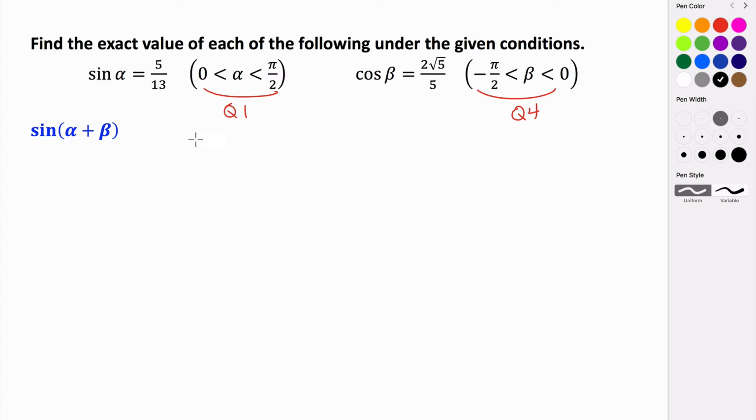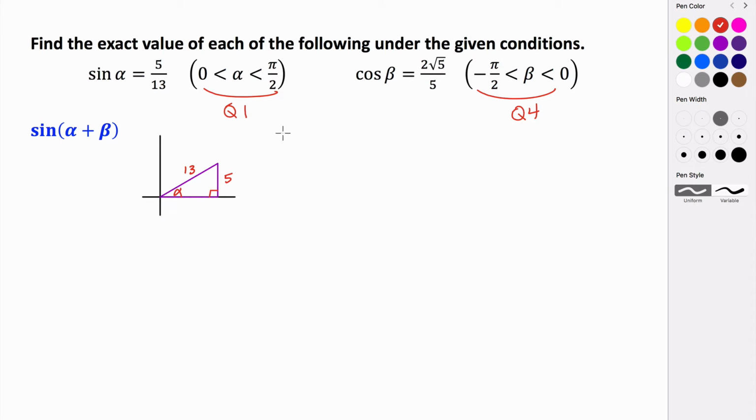We're going to draw a triangle in quadrant 1. So here is our triangle, and this is alpha. We know the sine of this angle is 5 over 13. So the opposite side is 5, and the hypotenuse is 13, not the adjacent side. We're going to need the adjacent side.